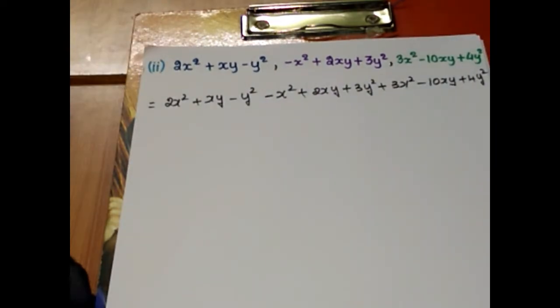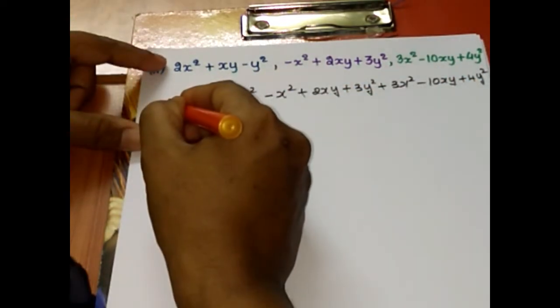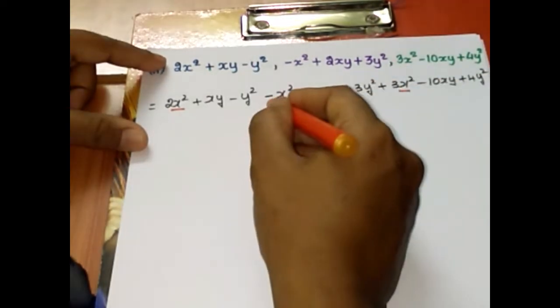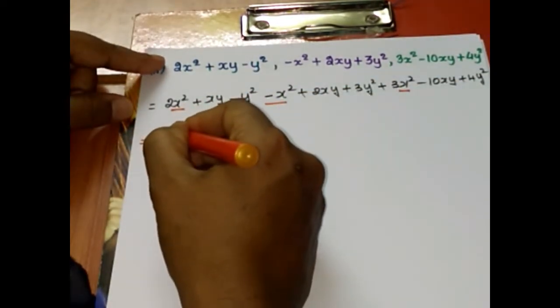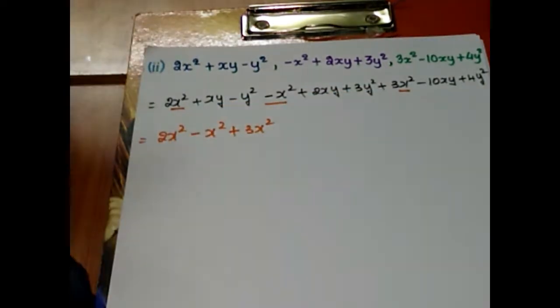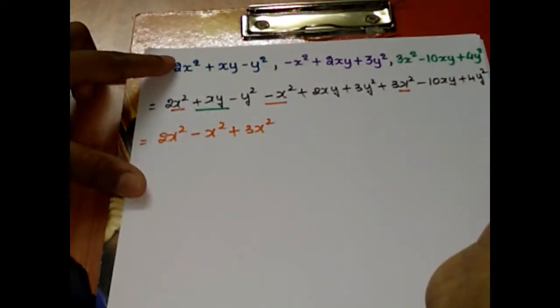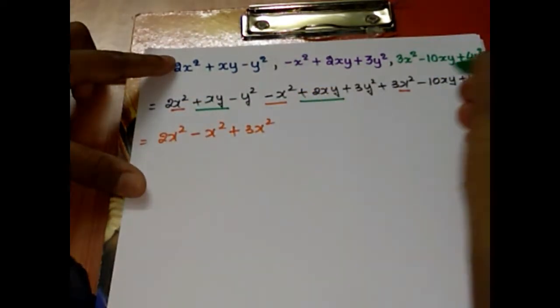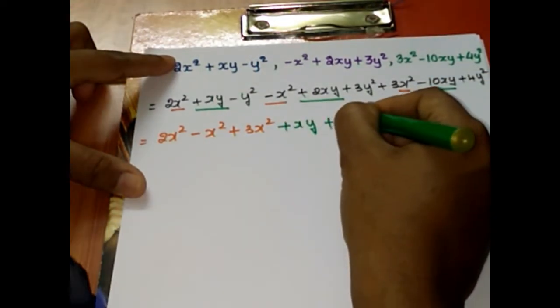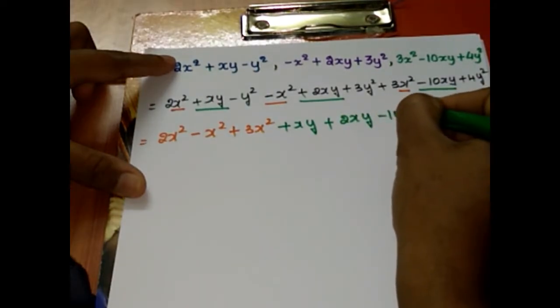Now next step, what, children? To group the like terms. Let's see first which are the terms with x square coefficient: x square, x square, x square. Rewrite the same: 2x square minus x square plus 3x square. Let's move on to the next, that is terms with xy: plus xy plus 2xy minus 10xy.